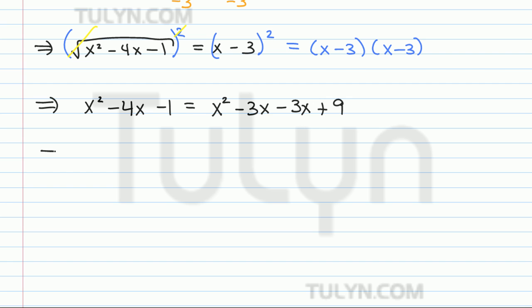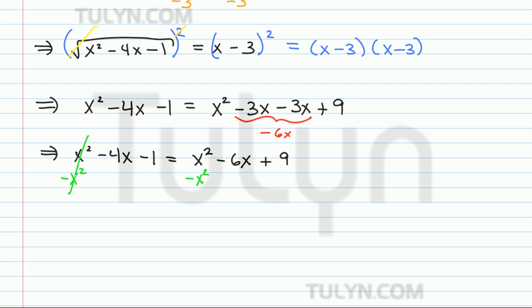So now, let's just simplify. Down here we can combine this to become minus 6x. So let's just rewrite it: x squared minus 4x minus 1 is equal to x squared minus 6x plus 9. So now what we want to do is to move everything to one side of the equation and have it equal to 0. So let's use green, subtracting x squared from each side.